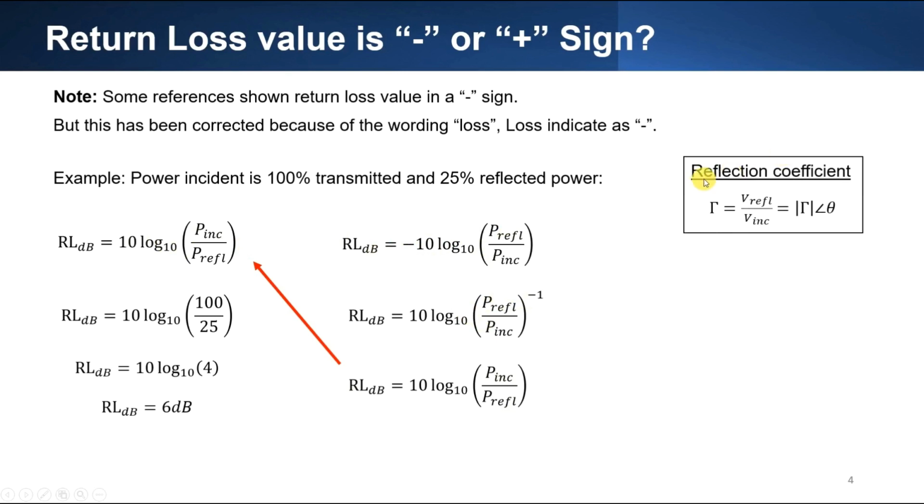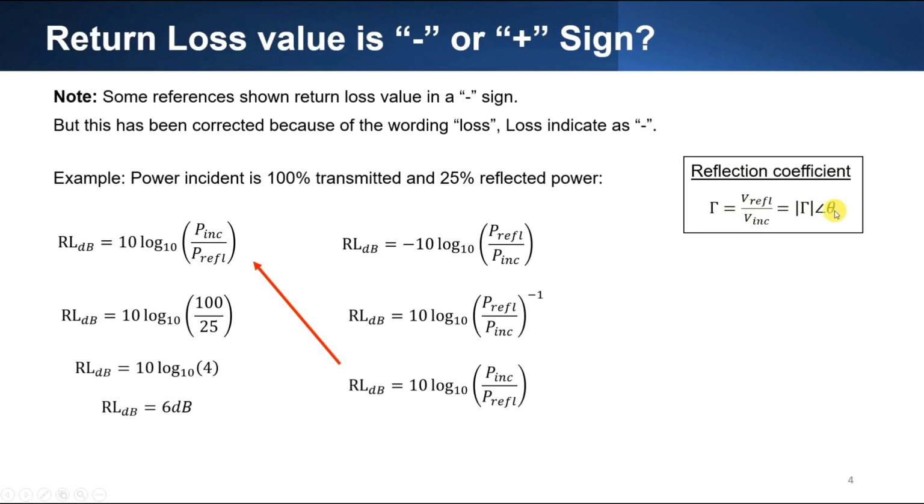Next, I think we are all familiar with the reflection coefficient. Okay, so the reflection coefficient, gamma is the symbol, is equal to the voltage reflected over the voltage incident. And then here will be the magnitude and here will be the phase.